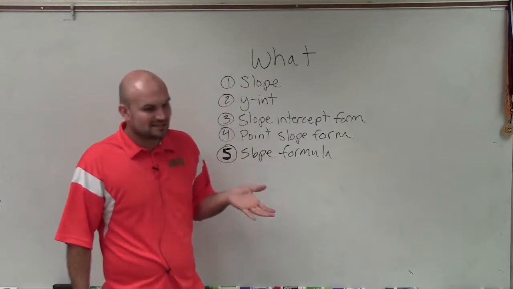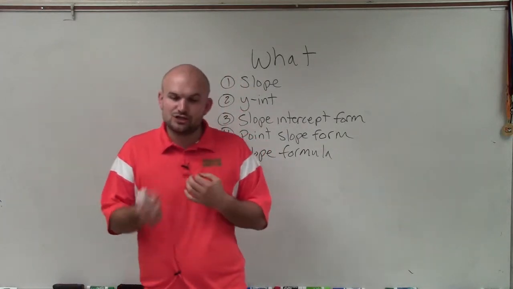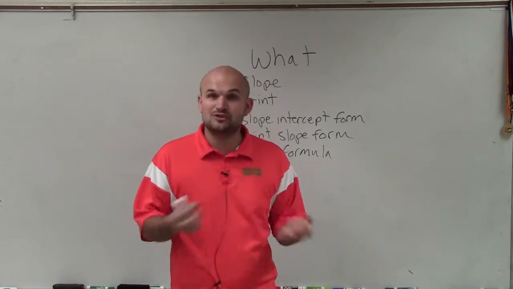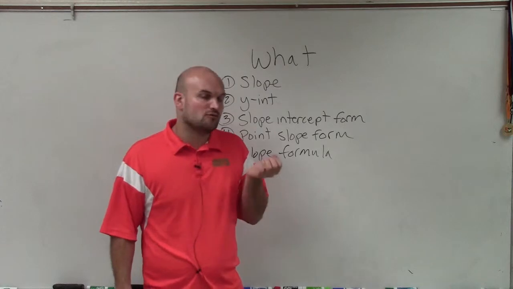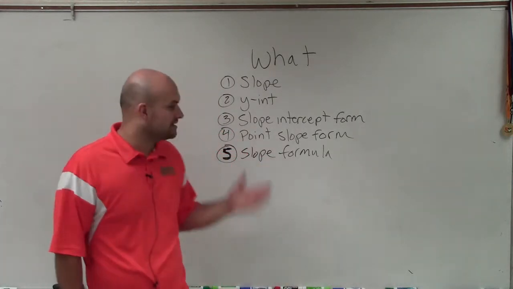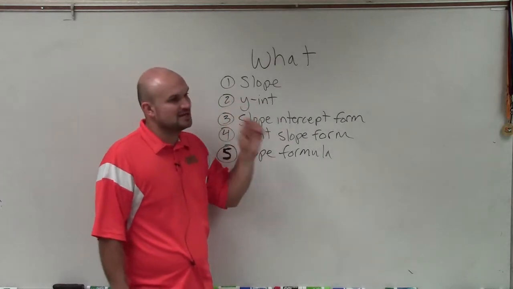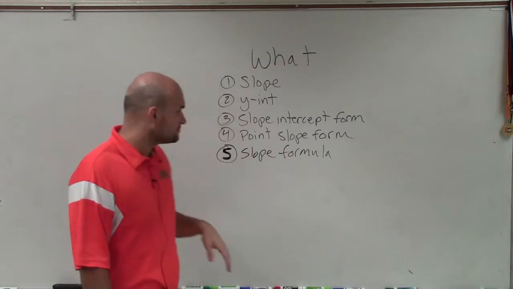Well, slope is basically our ratio between the change in the y values over the change in the x values for any 2 points that lie on a line, whereas the y-intercept is a coordinate point where the graph crosses the y-axis. And it's important to know that at the y-intercept, our coordinate for x will be 0.